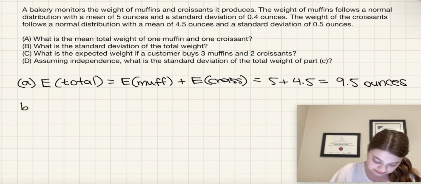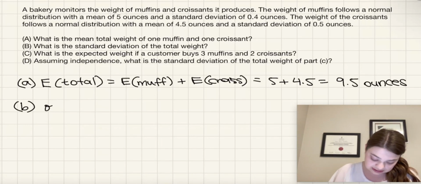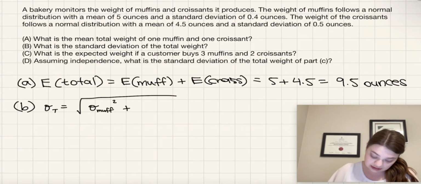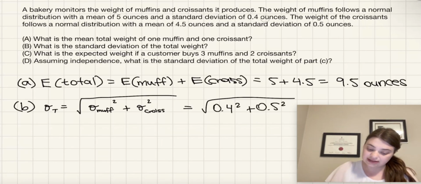Okay, let's move on to B. What is the standard deviation of the total weight? All right, so in order to find the standard deviation of the total weight, we need to use this equation here, which is that standard deviation of the total is equal to the square root of the standard deviation of the muffin squared plus the standard deviation of the croissant squared. So that's going to be the square root of 0.4 squared plus 0.5 squared. Because if we go back to the question, they flat out tell us it's 0.4 for the standard deviation of the muffins and 0.5 for standard deviation of the croissants.